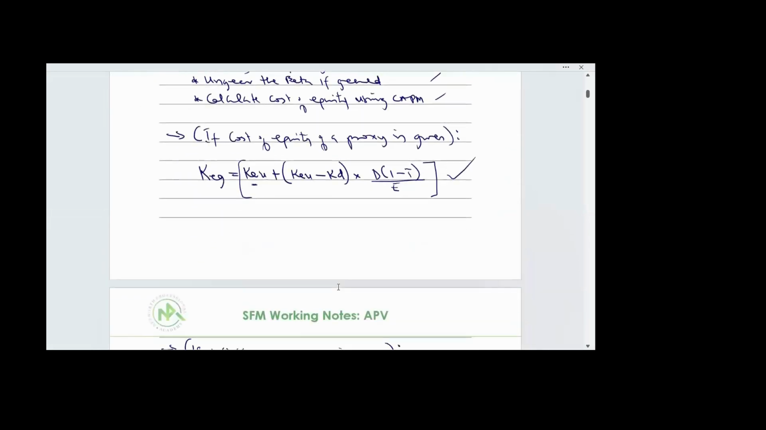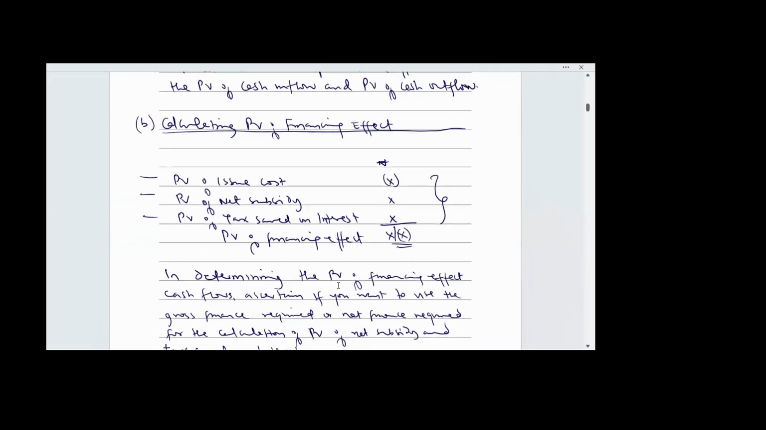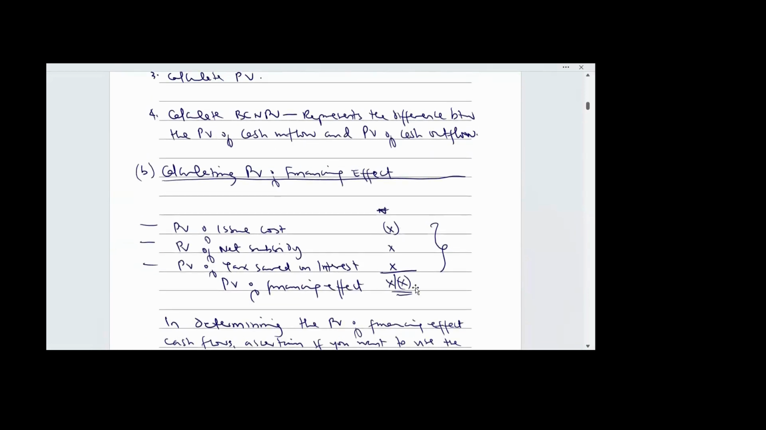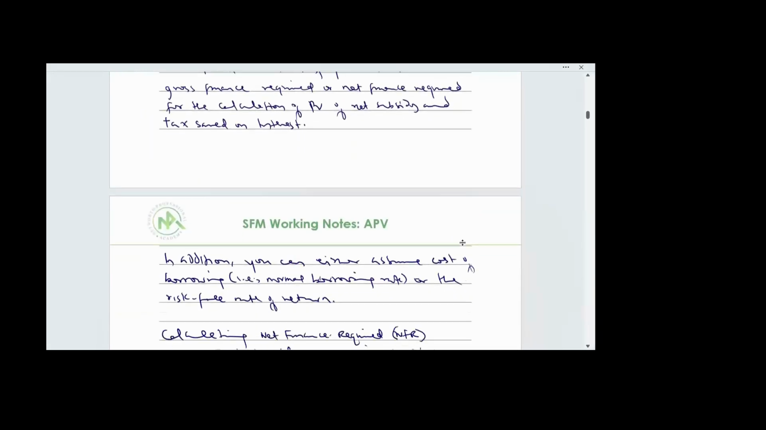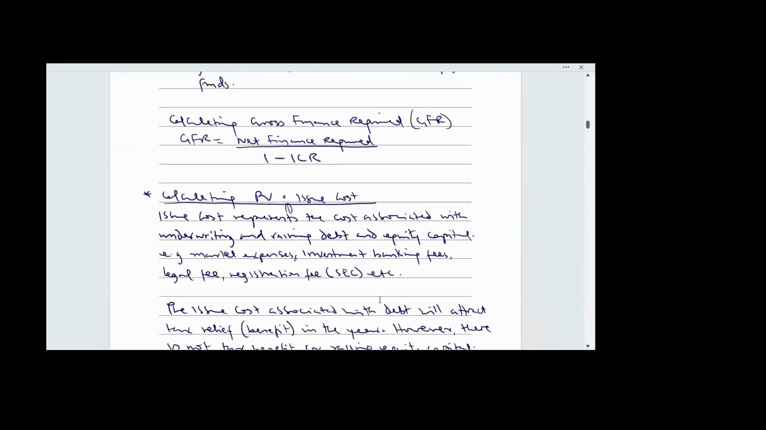So I've already done all the explanation on how to calculate present value of financing effect. So what we want to do now is to calculate the present value of issue costs, present value of net subsidy, then present value of tax saved on interest. All right, because we have the three of them in this question. So quickly, without wasting more time, let's do that.